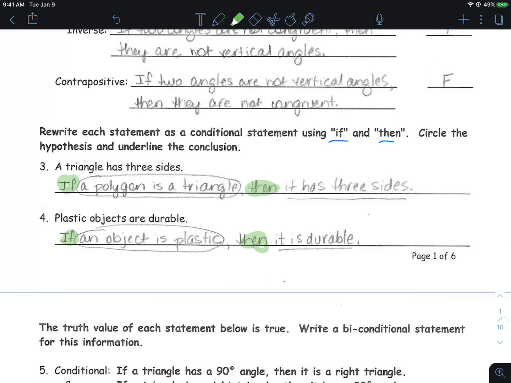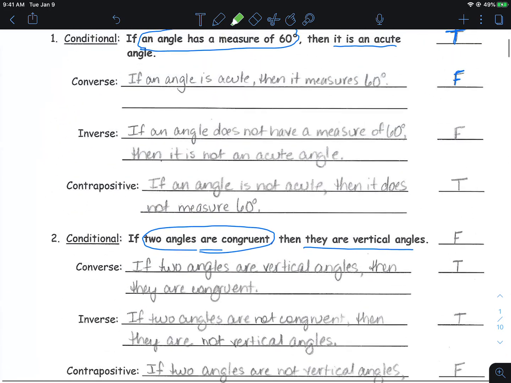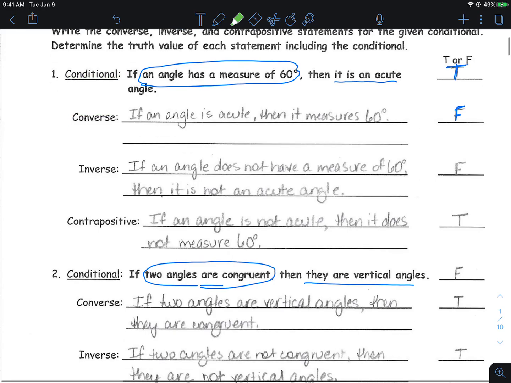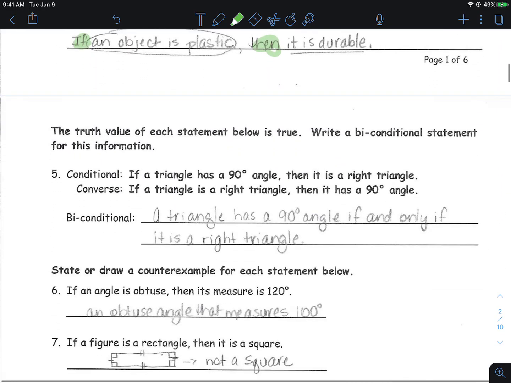Okay, now like we were saying before, if the converse and a conditional statement are both true, you can write what's called the biconditional. So that's the section coming up here. So you have the conditional of if a triangle has a 90-degree angle, then it is a right triangle. And that's how we define a right triangle, so that's true. And then if a triangle is a right triangle, then it has a 90-degree angle. So the flip version is also true. So we can write the biconditional.